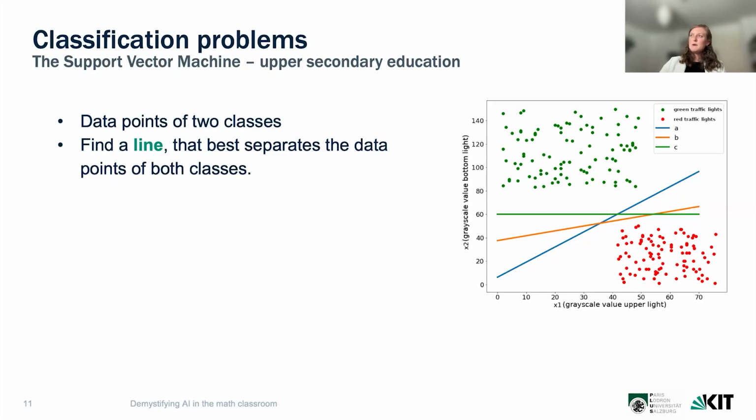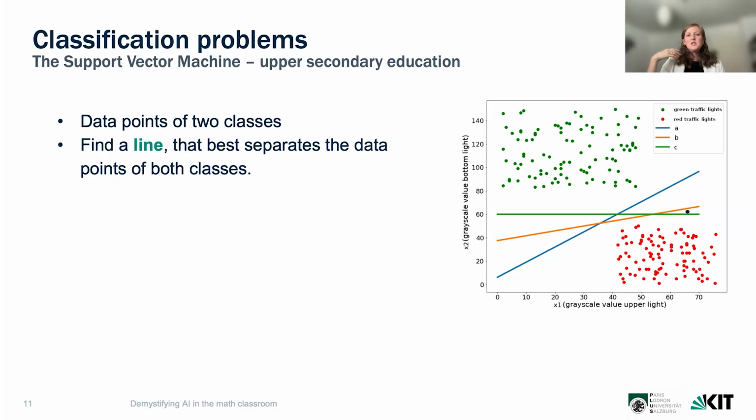The question is, which one is the best? And in order to answer this, we can have a look at this black data point here, and we see that the green line, which is quite close to the red data points, is kind of misclassifying this data point, because the data point is quite close to the red data points, and it might be a red traffic light, but the green line is too close to the red data points, so we might get a misclassification here.